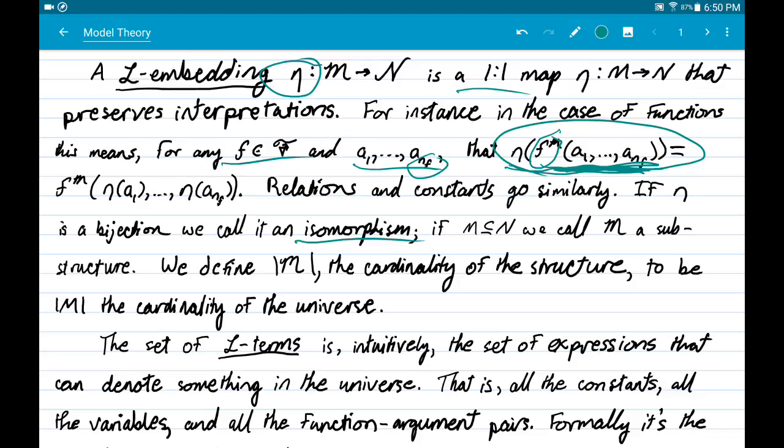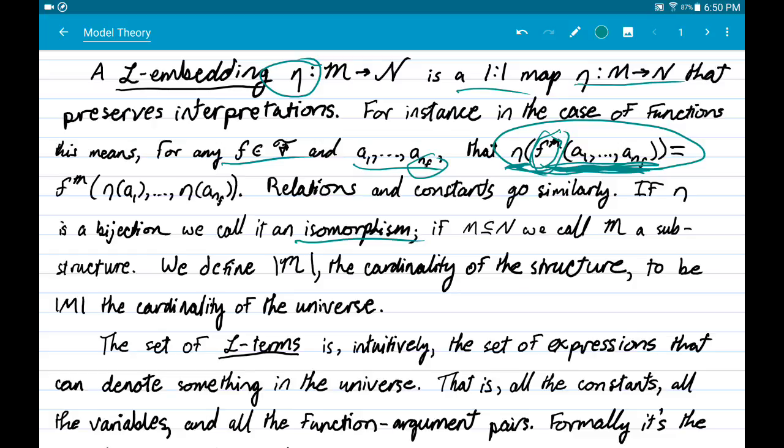So again, maybe it stands to repeat that eta is a mapping from the domain of M to the domain of N. So I get here an element out of the domain of M by this function denoted by f, and then I map that using eta. I map it over to the domain of N.